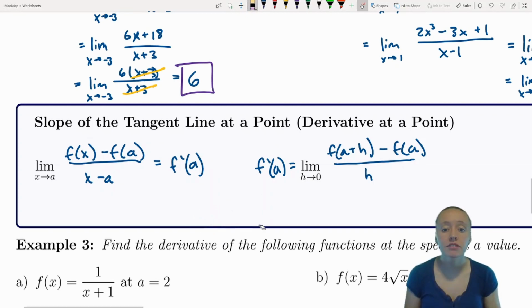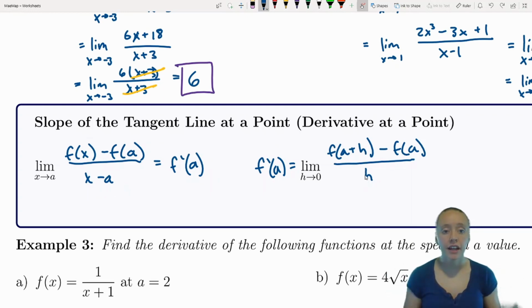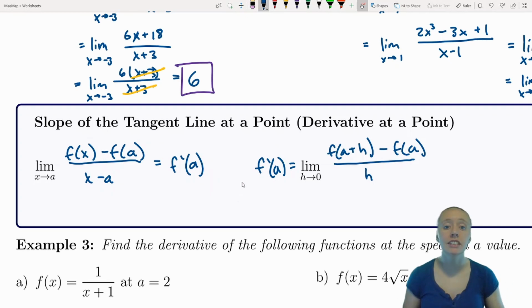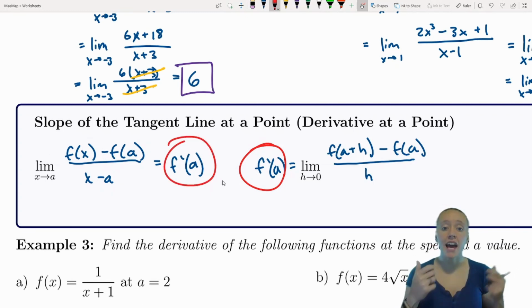And again, the only difference is I am making this change of x as it approaches 0, as that change of x goes towards 0, and I just need to adjust my numerator accordingly. So now my new formula I can use is f of a plus h minus f of a all over h. The limit of that as h approaches 0 is still f prime of a. So this is still finding the derivative at that point a. It's just another method to use.